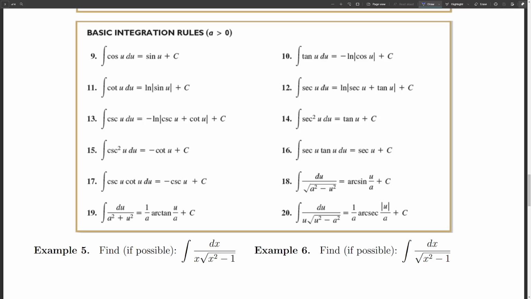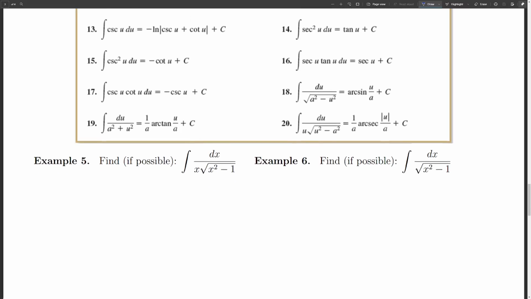So it is important that you know when you can apply these rules and when you need to leave these rules alone. So that's what we'll do a few examples of.